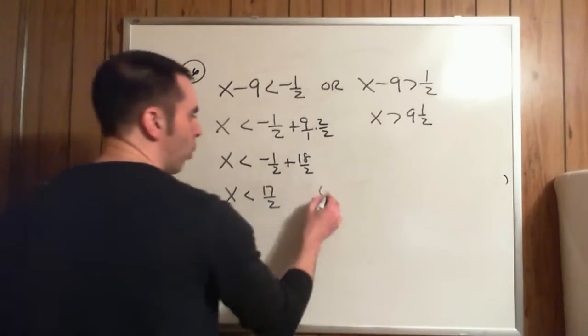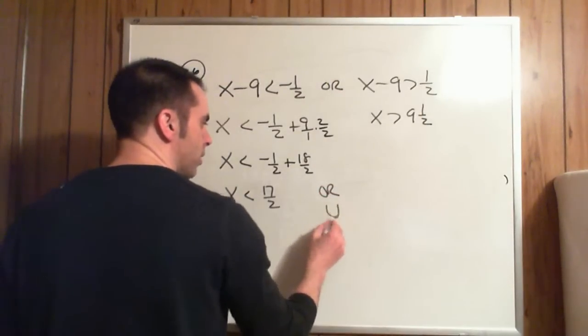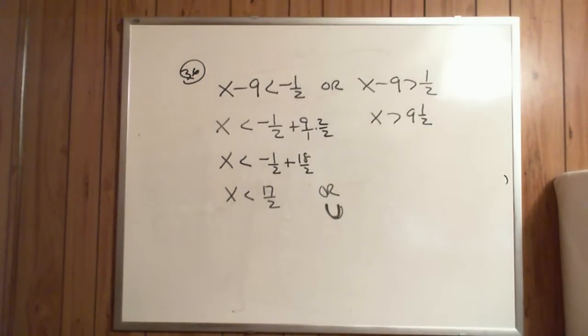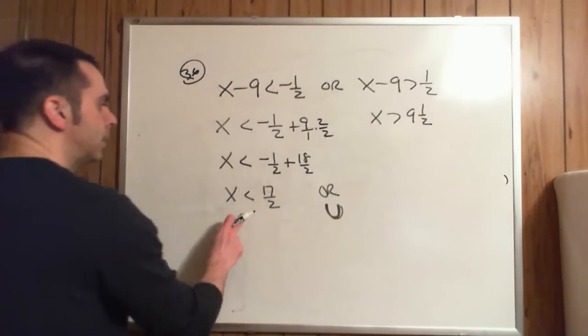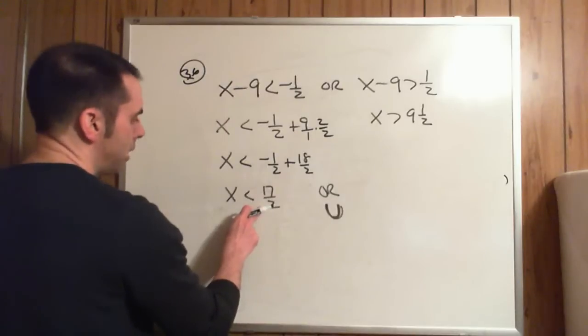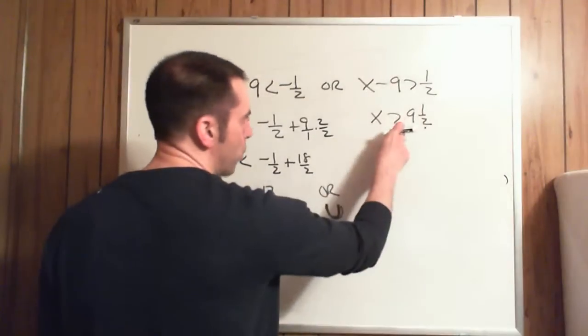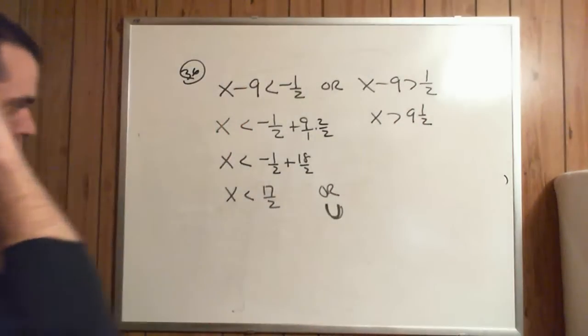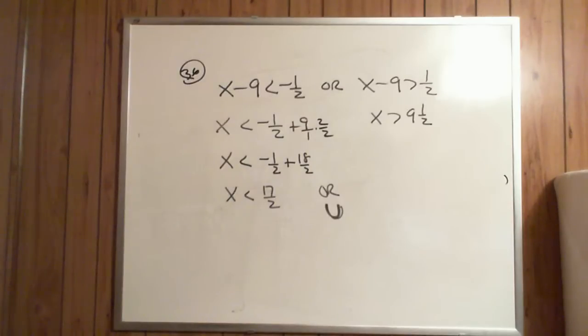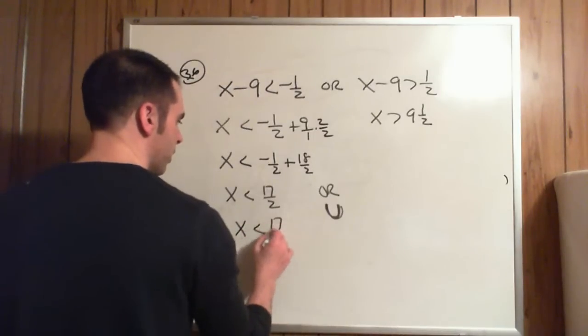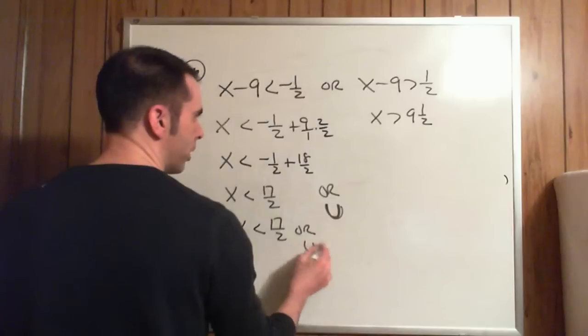This is joined by OR, which is often used as this symbol. It's a U symbol. It means union. x is less than 17 over 2, or x is greater than 9 and a half, or 9 and 1/2. So this is my answer right here, or I could use that symbol.